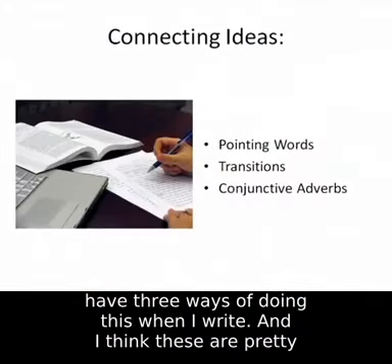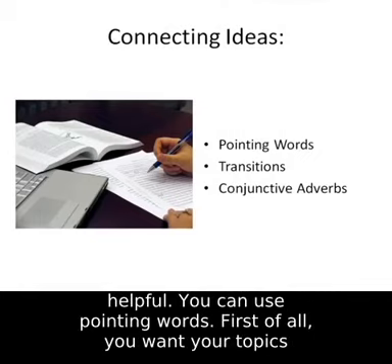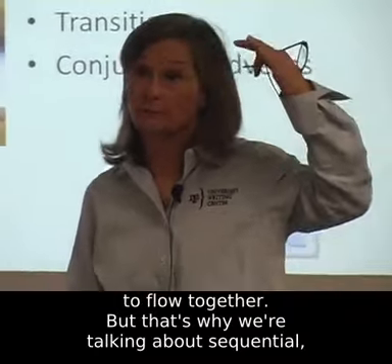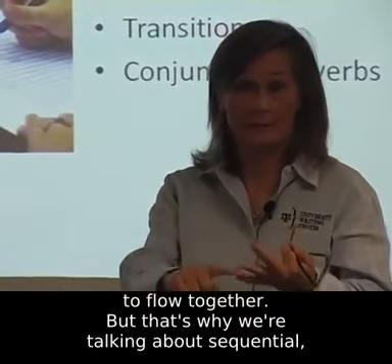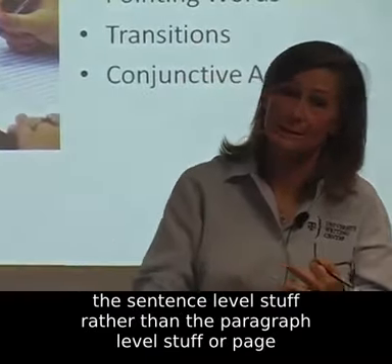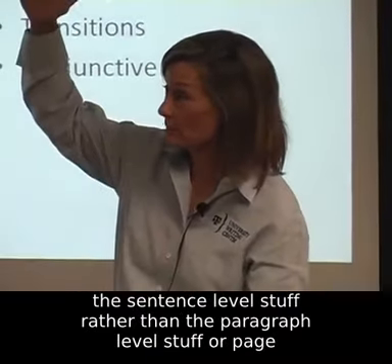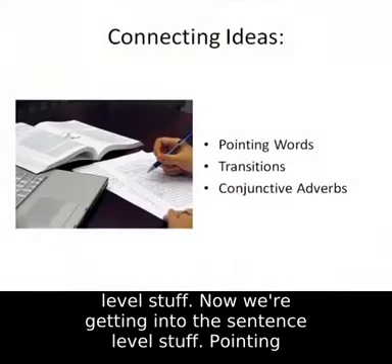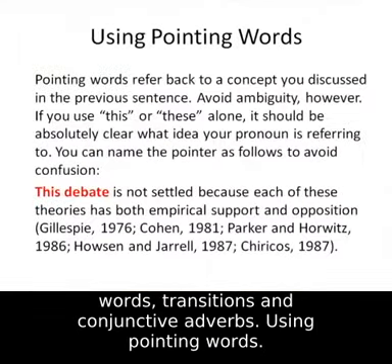So I have 3 ways of doing this when I write, okay? And I think they're pretty helpful. You can use pointing words. First of all, you want your topics to flow together. But that's why we're talking about sequential, methodological, and those kinds of things. Now we're getting down to the sentence level stuff, rather than the paragraph level stuff or the page level stuff. Pointing words, transitions, and conjunctive adverbs.